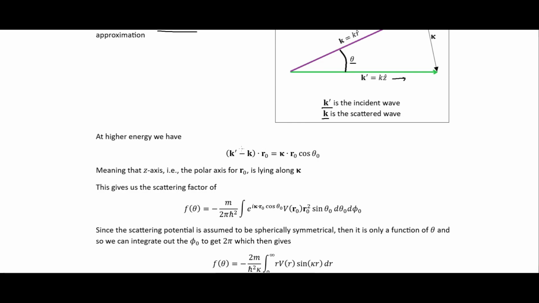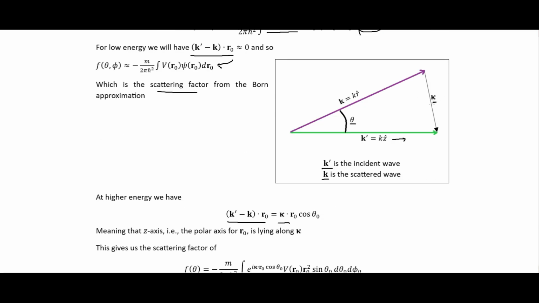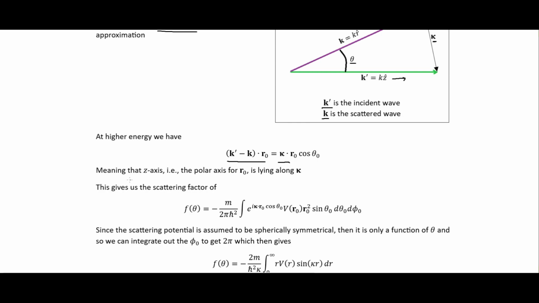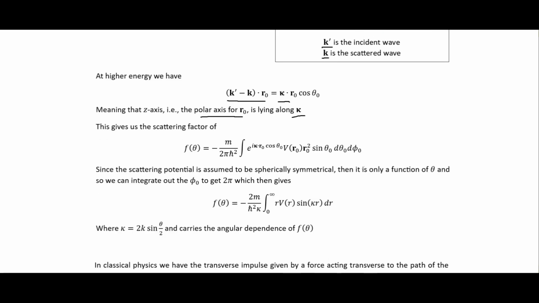For higher energy, this will not be equal to 0, and in fact it'll be equal to this kappa here, which is this right here, dot r sub naught times cosine of theta. And so this means that our z-axis, or the polar axis, r sub 0, is lying along kappa. So this gives us a scattering factor that looks like this. So we have this kappa dot r sub naught cosine up here in the exponent right there.